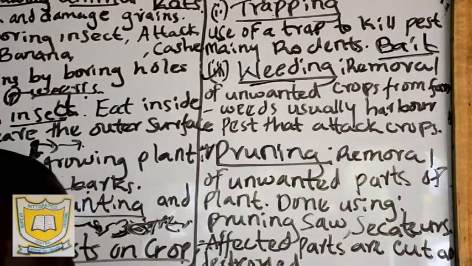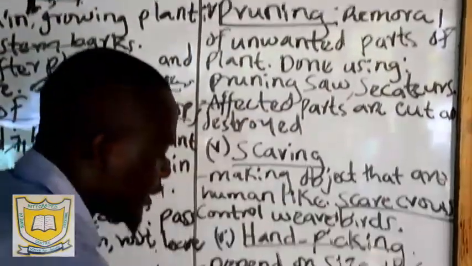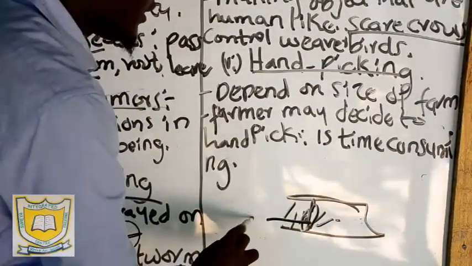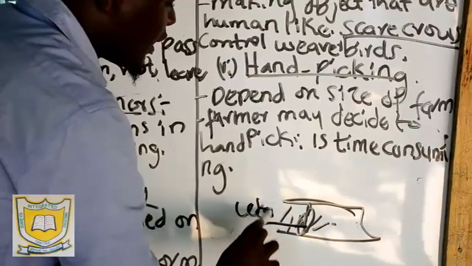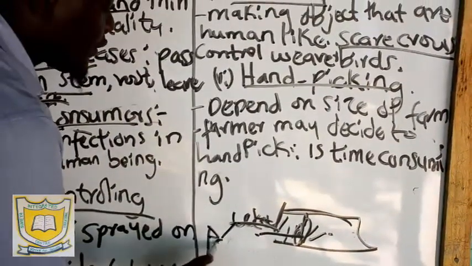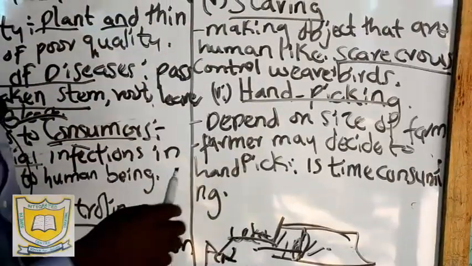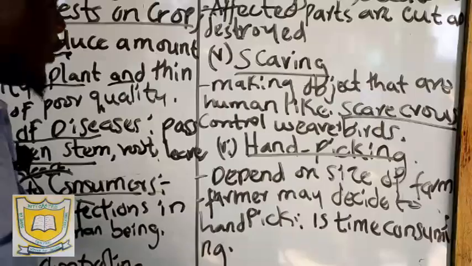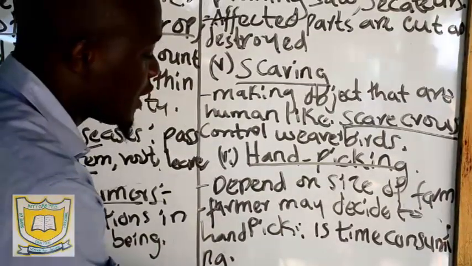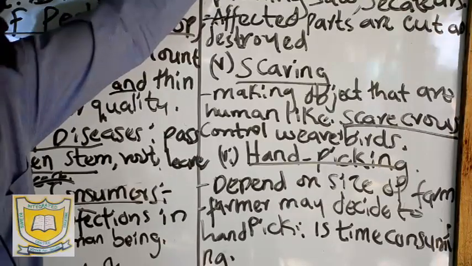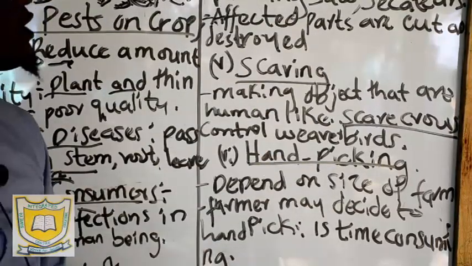For example, this is a maize plant, but in between we have some weeds. Some weeds also attract pests. We have some weeds that are pest attractive, or they harbor the production of more pests. These weeds must be removed so that we cannot have the spread of pests from the weeds to the plants that we have.